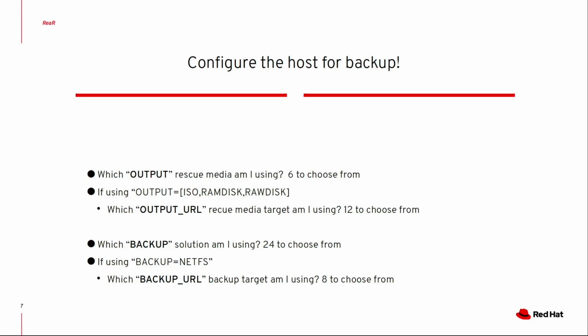So you're going to configure your rescue option, and then the second thing that you're going to care about is the backup. Where are you either dumping your backup, or where are you grabbing your restore from your backup solution? When you select backup, there are 24 backup options to pick. If you choose NETFS, which is the built-in backup tool, then you get one of 8 target choices as well. And so we'll go through that.